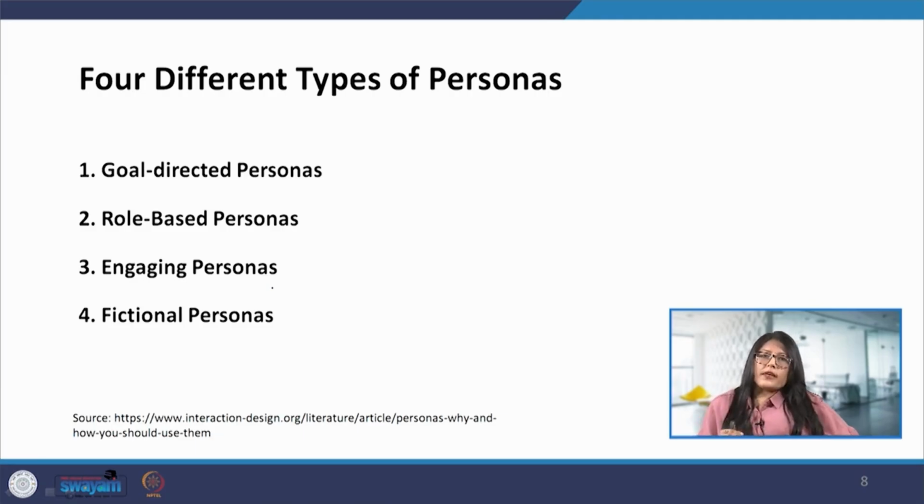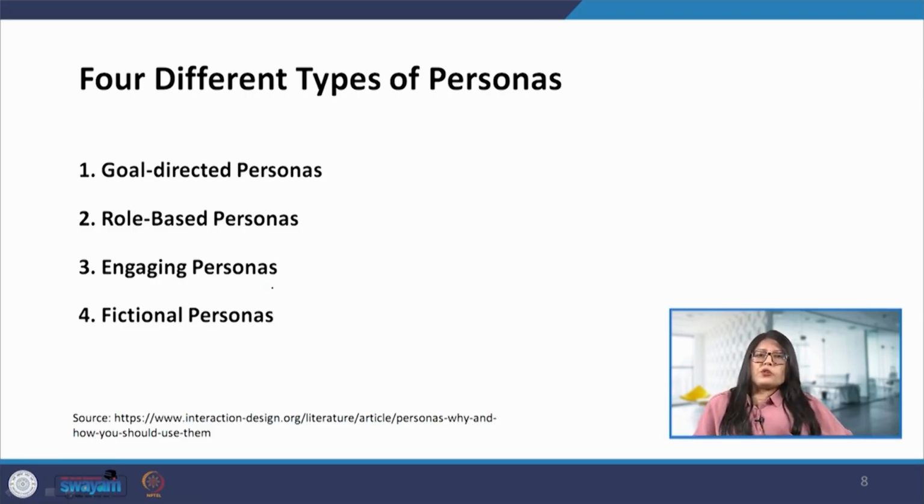So, questions like where will the product be used, or what business objectives are required of this particular role. These kinds of questions can get us more clarity. The third is engaging personas. Engaging personas can incorporate both goal-directed and role-based personas. At the same time, they can also include the traditional personas.